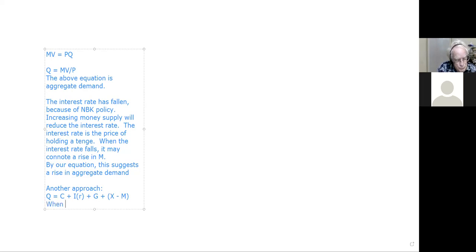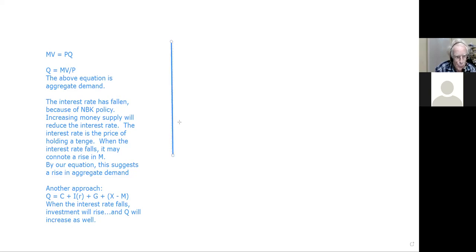So when the interest rate falls, investment will rise, and output, aggregate demand, will increase as well. So in either case, we have an aggregate model that looks like this.